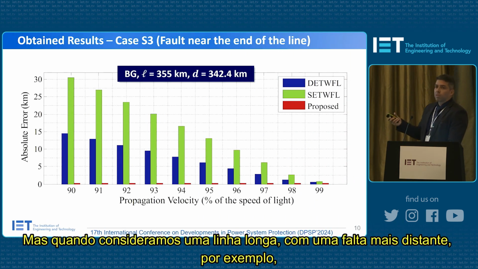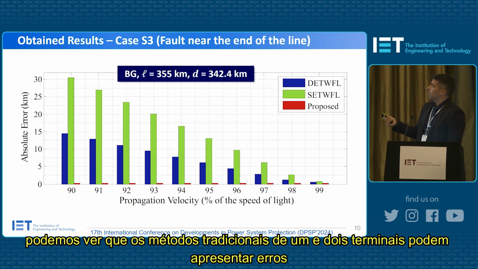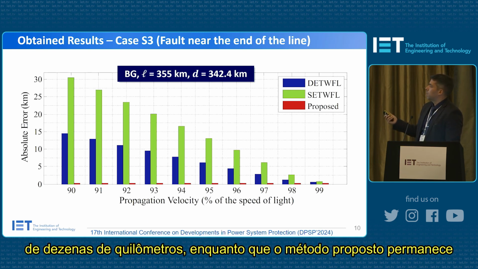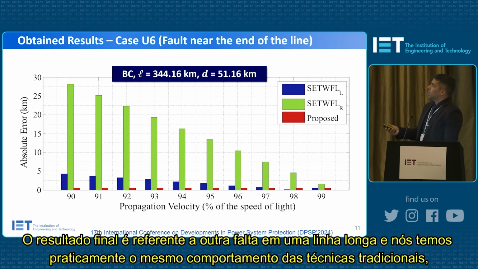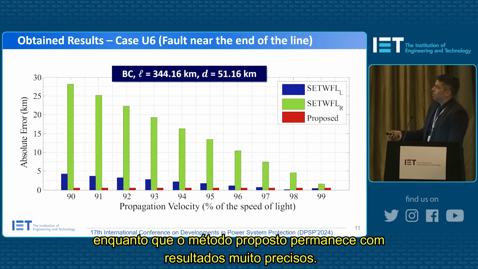But when we consider a longer line and a far-end fault, we can see that the traditional double-ended and single-ended approaches may reach errors of dozens of kilometers, whereas the proposed method remains with very low errors, irrespective of the propagation velocity setting used. The final result is another fault in a long line, and we have almost the same behavior of the traditional techniques, whereas the proposed method remains with very accurate results.